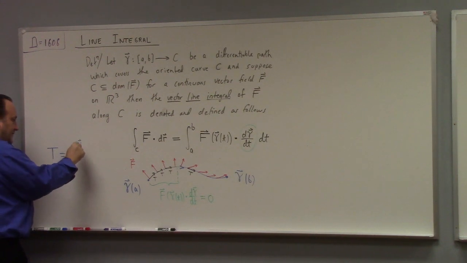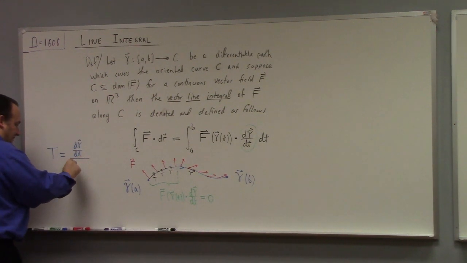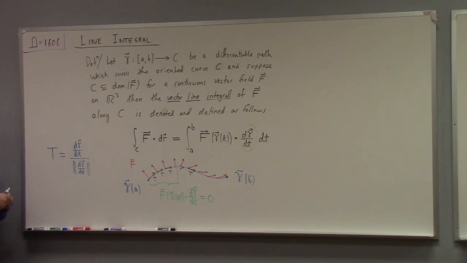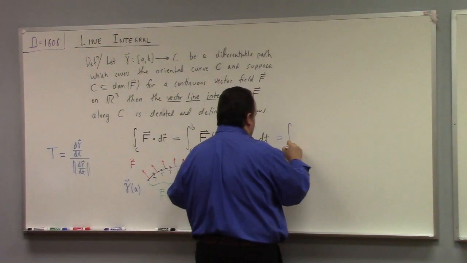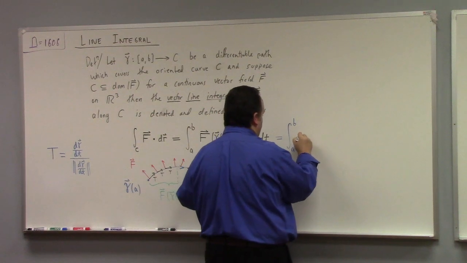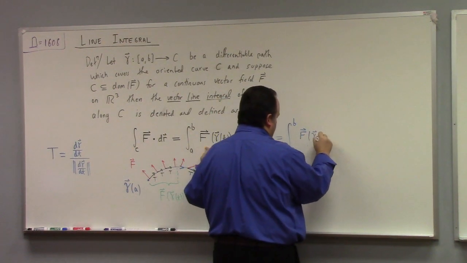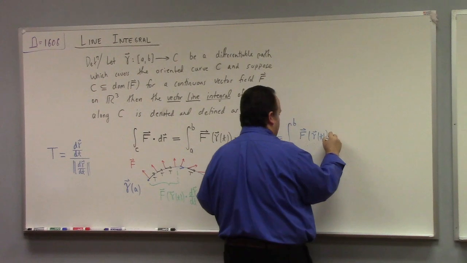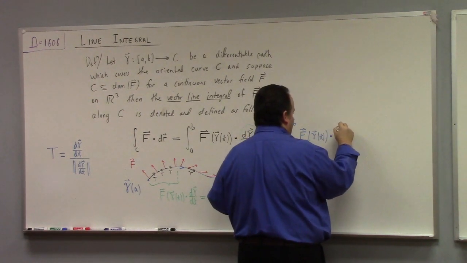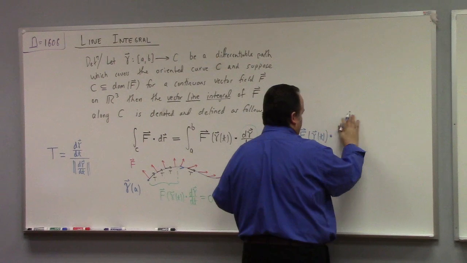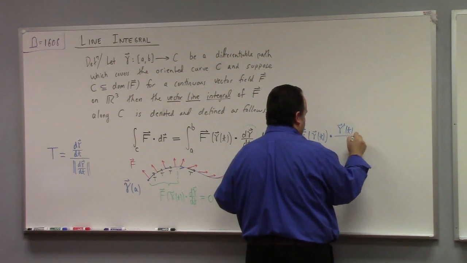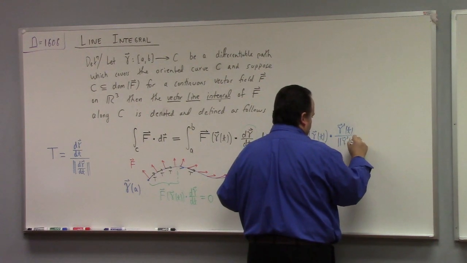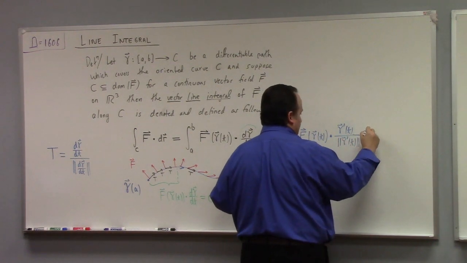So d gamma dt divided by what? The length of d gamma dt. That is the unit tangent, right? So if I take the formula I have, I can rewrite it as the integral from a to b of f of gamma of t, dotted with what? d gamma dt. I'm going to use the prime notation if you guys don't mind. Gamma prime of t divided by the length of gamma prime of t, times what? Times gamma prime of t.